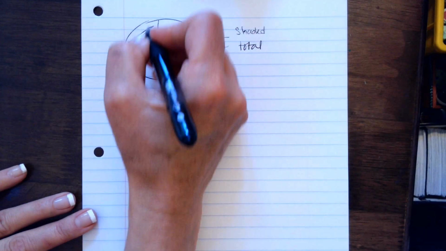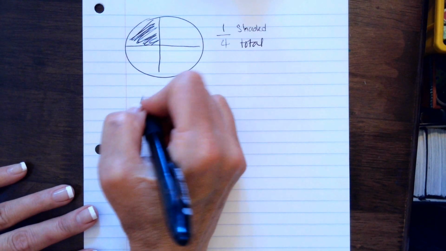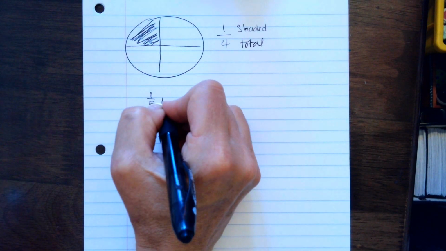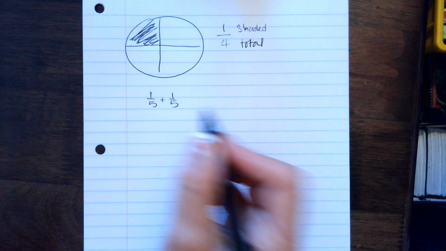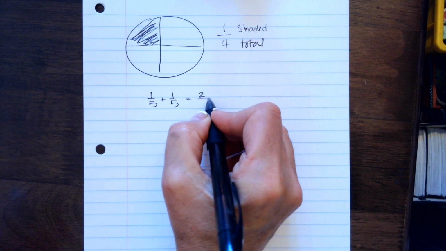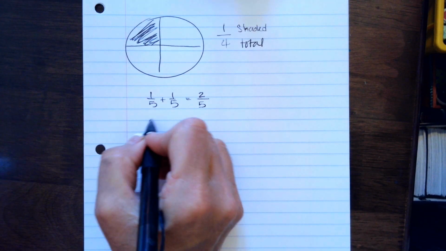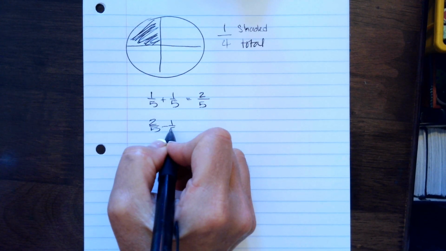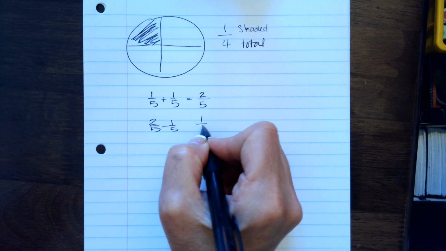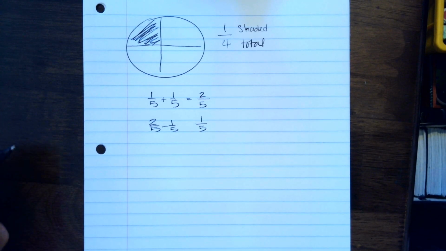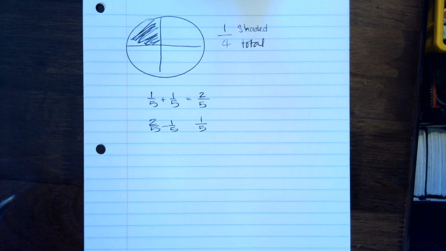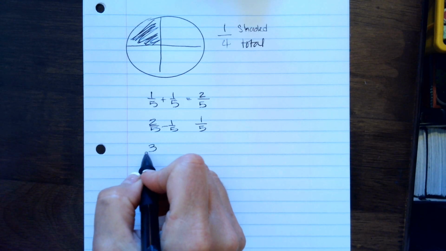Easy, right? Okay, so when we're adding, we have 1/5 plus 1/5. If the denominators are the same, we add the numerators together and we just write the denominator. That's easy. Same thing with subtraction. 2/5 minus 1/5. We subtract the numerators and we just rewrite the denominator. Easy breezy. But that's not the way it stays.